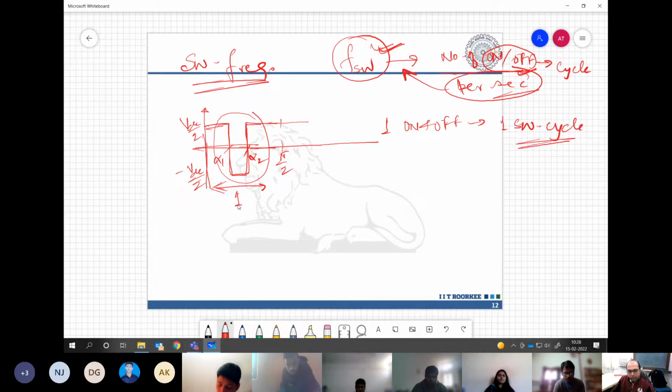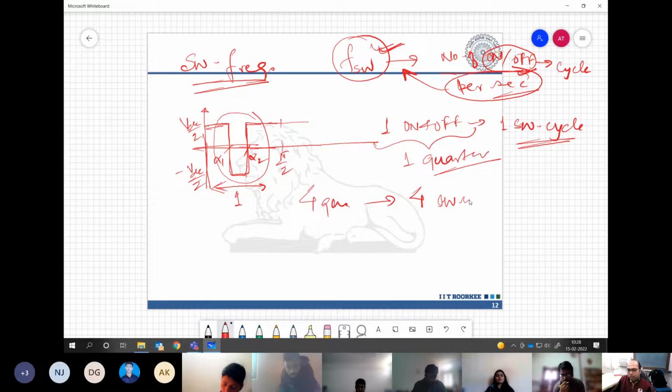So if in one quarter we have one switching cycle, then how many will we have in the entire cycle? Four times, in the entire fundamental line cycle. So four quarters are there, and so we will have four on-off transitions or four switching cycles. Correct? Fine or not? Speak up, sir. But something we have missed out.